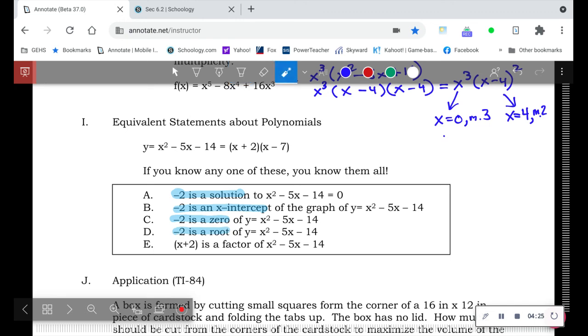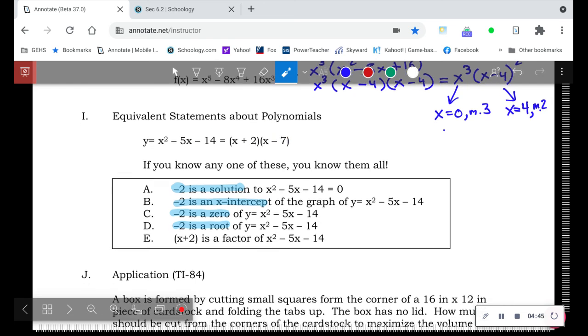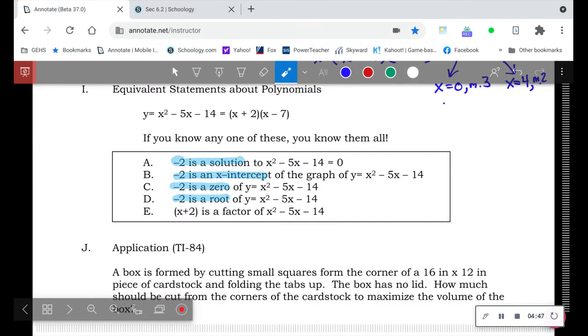Now there's a related one that's not synonymous. You would say that x plus 2 is a factor of that, and you can see that up here. X plus 2 is the factor. Foiling this out would give x squared minus 7x plus 2x would add up to that, and the back would be -14. So x plus 2 is a factor of the expression.